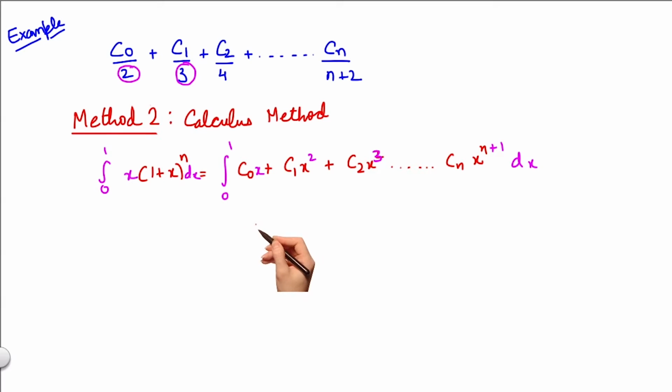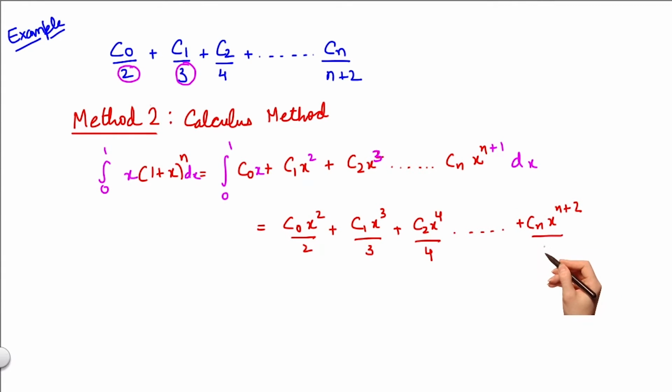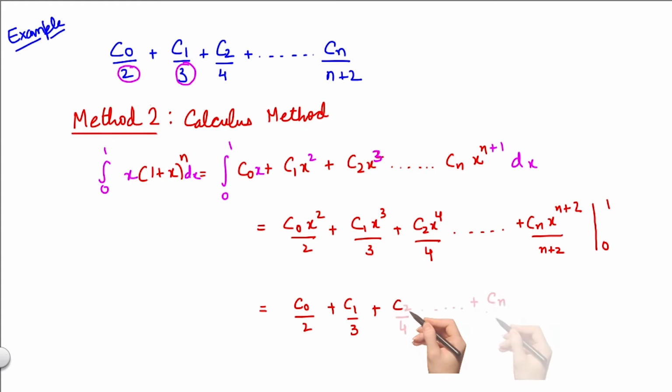Let's solve for the right hand side first. We get c0 x square by 2 plus c1 x cube by 3 plus c2 x4 by 4 and so on until cn x to the power n plus 2 divided by n plus 2 with limits from 0 to 1. Applying these limits, we get on the right hand side c0 by 2 plus c1 by 3 plus c2 by 4 until cn divided by n plus 2, which is actually my required sum.